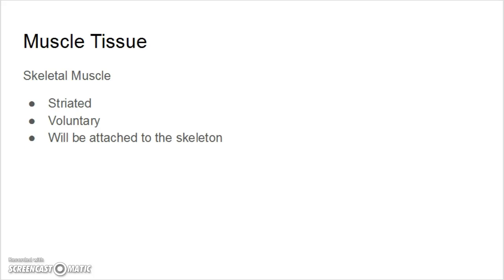Skeletal muscle is considered striated muscle, so it's going to look like it has stripes, light, dark, light, dark. It's also voluntary. Remember that means that you choose, you can decide whether you're going to contract that muscle or not. And it's called skeletal muscle because it is attached to the skeleton.